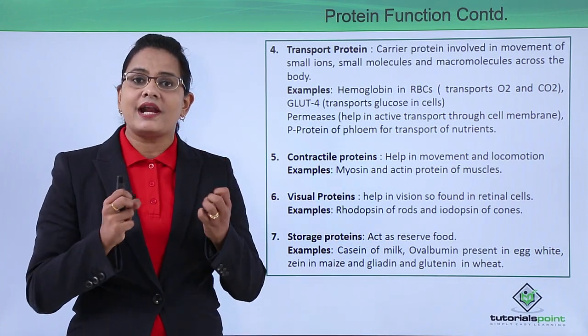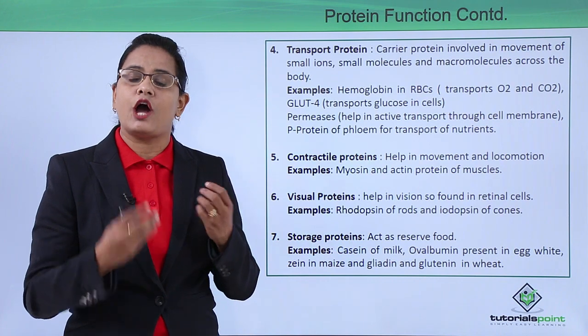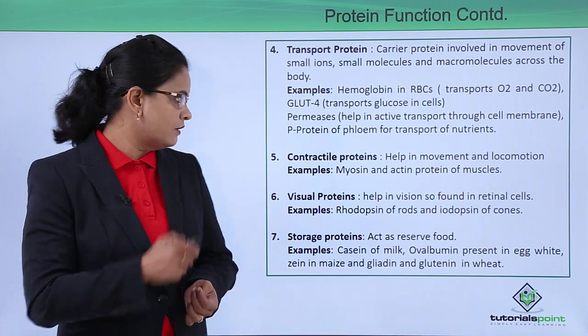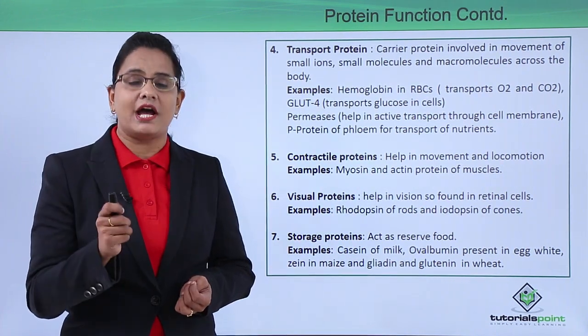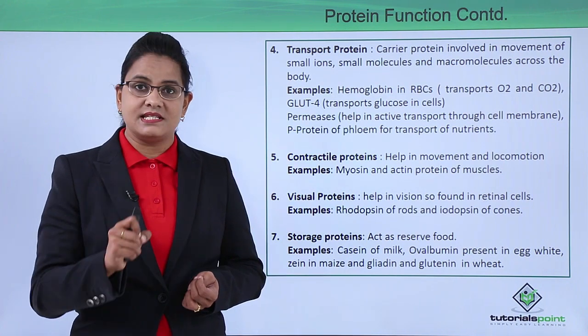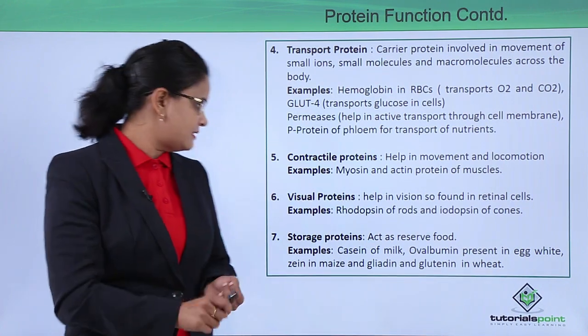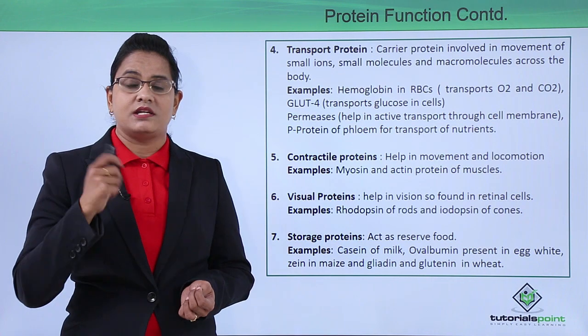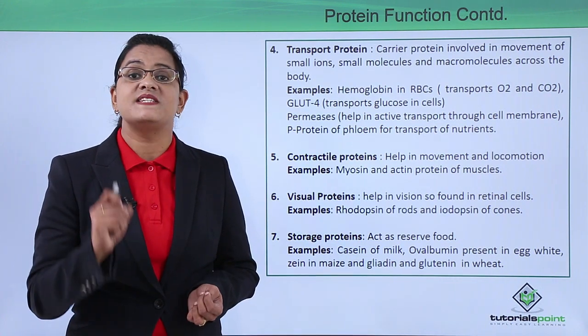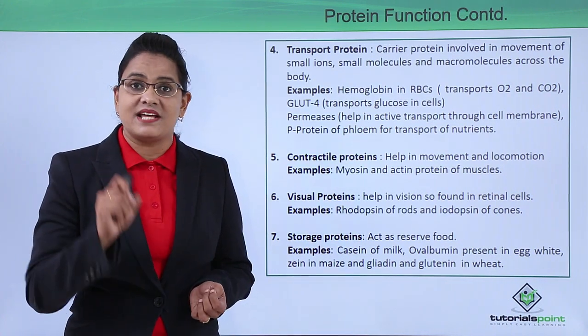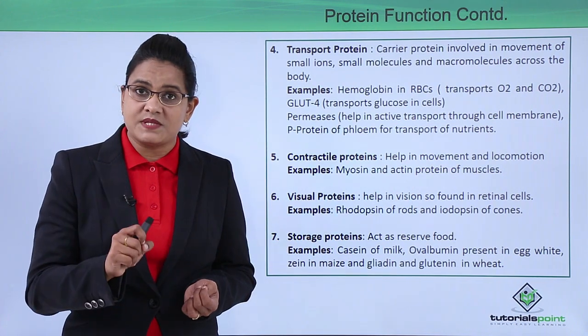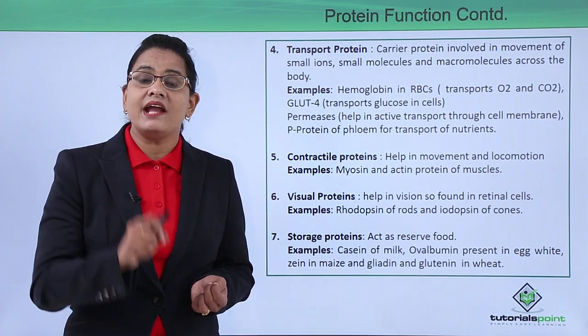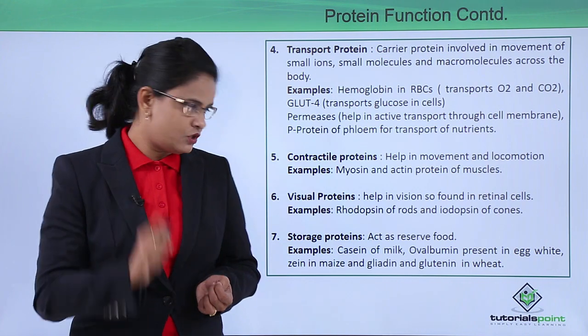Then we have contractile proteins. Contractile proteins contract and relax, and this is how they help in movement and locomotion. So the contractile proteins are myosin and actin, present inside where? The muscles. Next is visual proteins. Again, the name is suggesting it helps in seeing. So these are present in the eyes. They are rhodopsin, present in the rods, and iodopsin, which is present in the cones of the eyes.